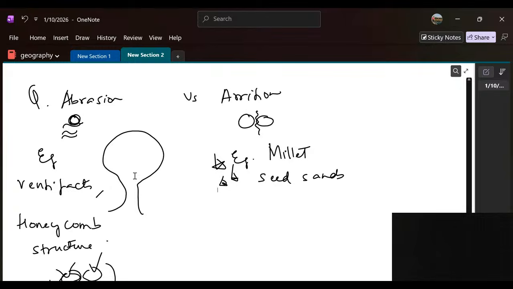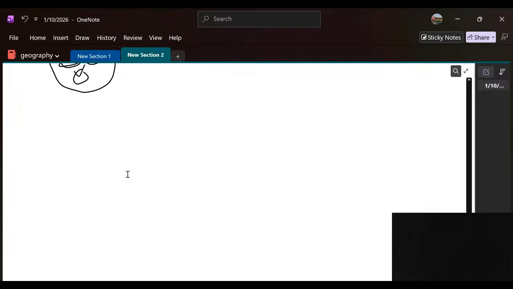Lag deposit, loess. These are all not that difficult. Now let's come to the dunes, the most important part of aeolian.